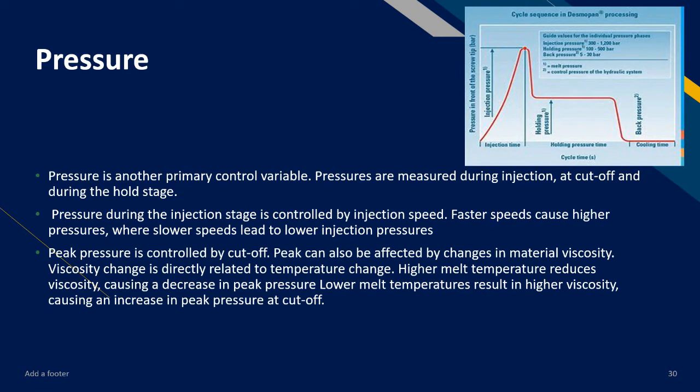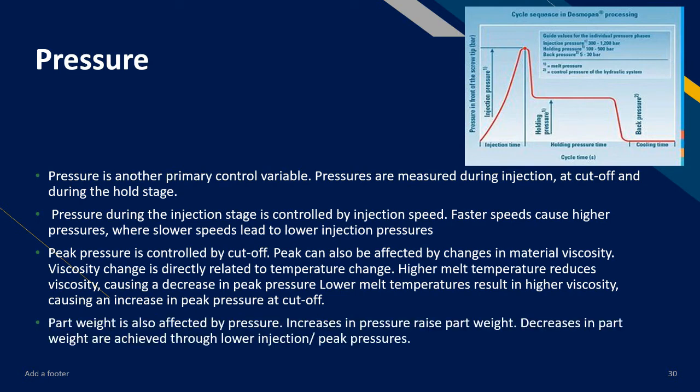Peak pressure is controlled by cutoff. Peak can also be affected by changes in material viscosity. Viscosity change is directly related to temperature change. Higher melt temperature reduces viscosity, thus causing a decrease in peak pressure. Lower melt temperatures result in higher viscosity, causing an increase in peak pressure at cutoff. Part weight is also affected by pressure. Increases in pressure will raise part weight. Decreases in part weight are achieved through lower injection or peak pressures, also lower hold pressure.